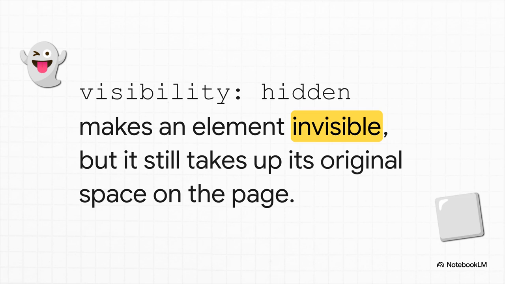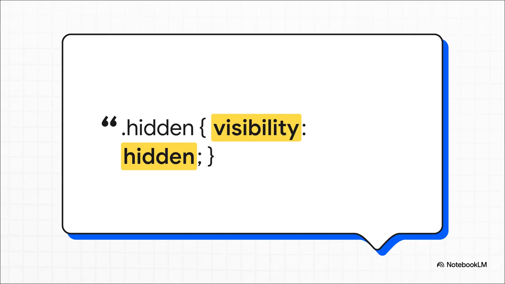Okay, our second method is pretty different. Think of it less like a vanishing act and more like a ghost. The element is still there, you just can't see it. The code for this one is visibility hidden, and the name itself gives you a pretty big clue about how it's different. So the CSS looks almost the same, right? We're just swapping out the display property for the visibility property. It's a really subtle change in the code, but it has a totally different impact on the page itself.